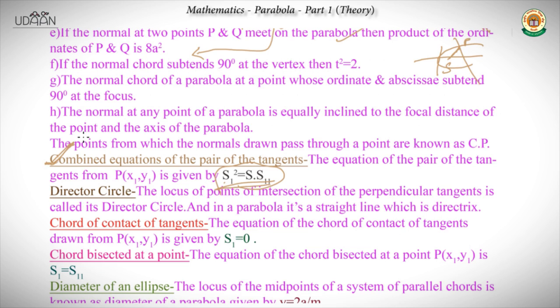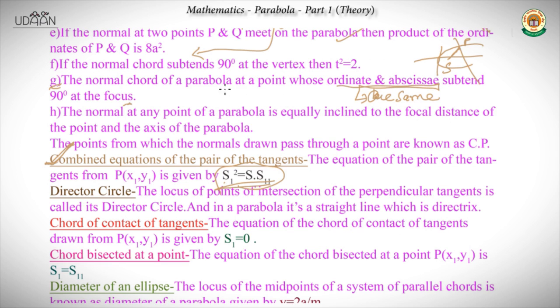Next, director circle. The locus of the point of intersection of the perpendicular tangents is called its director circle, and in parabola it's a straight line, not a circle. And small correction here, in this point G, the normal chord of a parabola at a point whose ordinate and both are same, like the x and y coordinates are same, then they subtend 90 degree at the focus. So there was a typing error here.